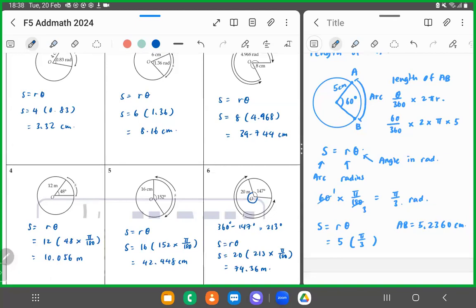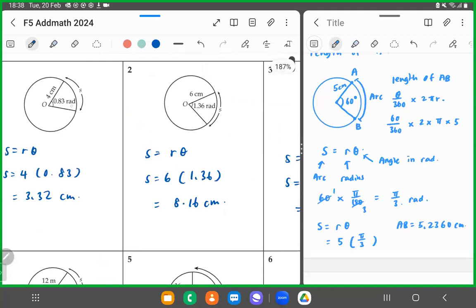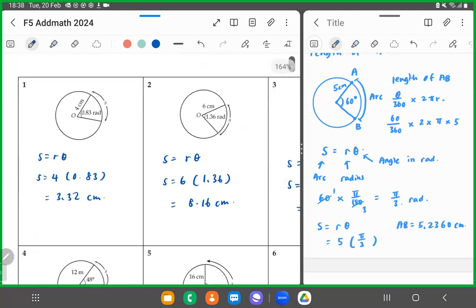Teacher, can I ask, for question number 1 until number 3, no need to use pi? No need, because here it gives you radian already. So if you have radian directly from the question, you don't need to change. If you have degrees, then you have to change.